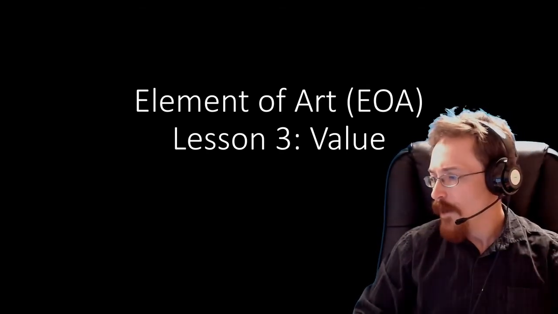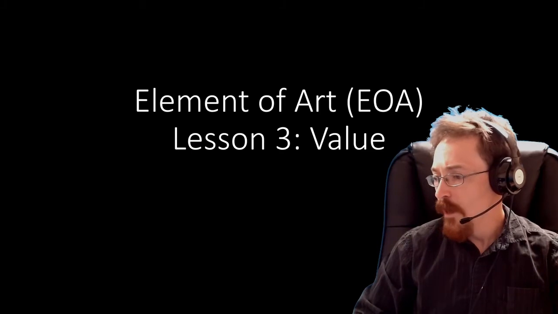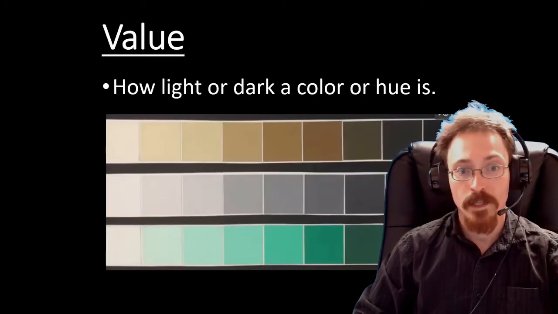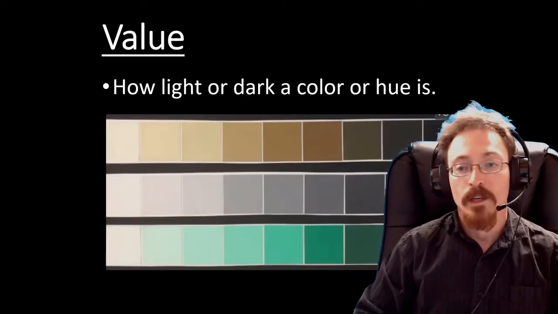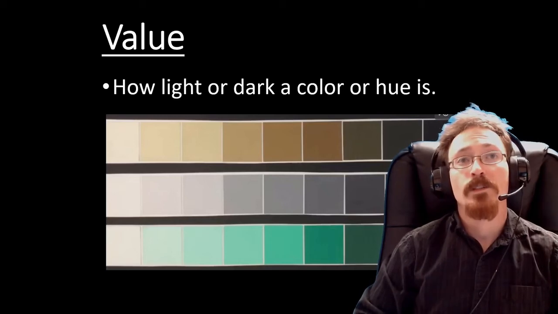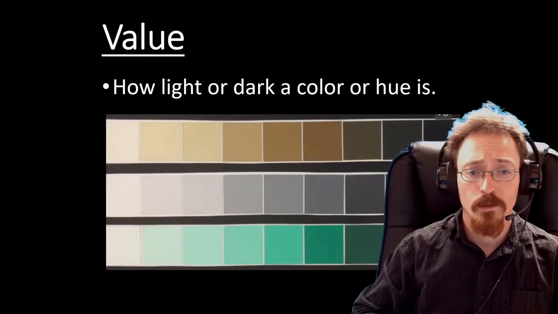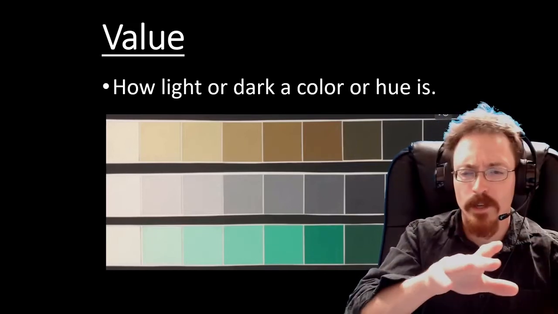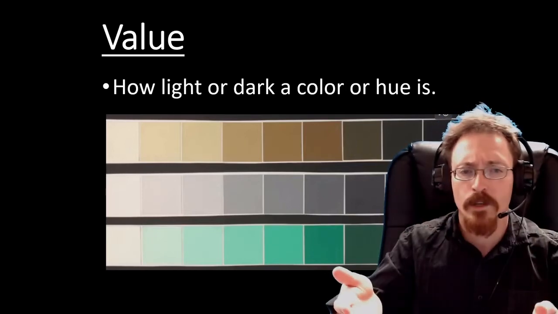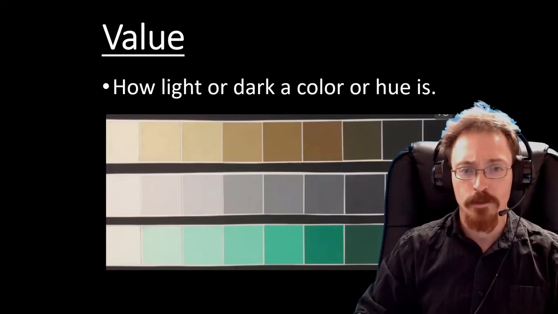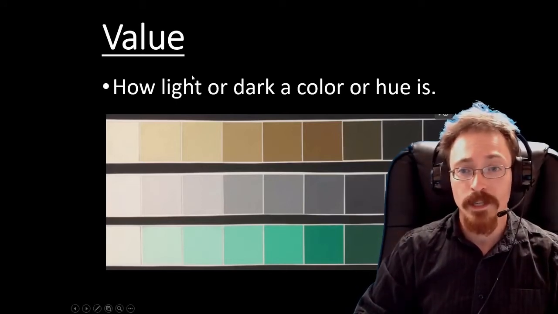So value is how light or dark a color is. Very simple. It's kind of like if you ever went into a paint shop or you went into Lowe's or something like that and you looked at paint swatches and they have all these different colors and it's going from a light color to a dark color. That is called a value scale, and every color in there is a value.